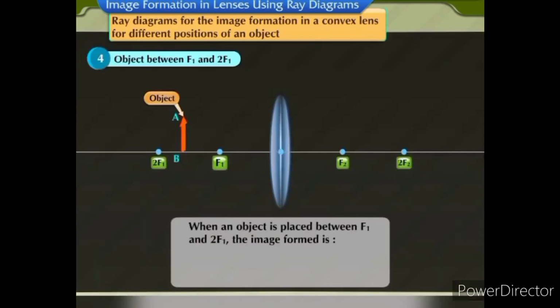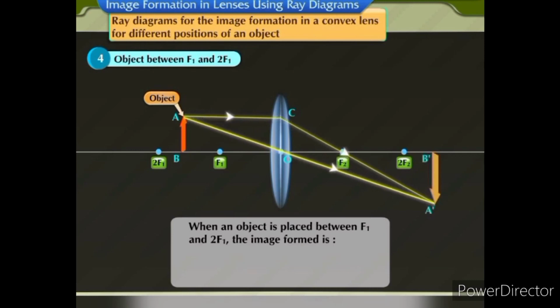Object between F1 and 2F1. The ray AC passes through F2, while the ray AO passes through the optical center without any deviation. Hence, the image A'B' is formed beyond 2F2. The image is enlarged, real and inverted.